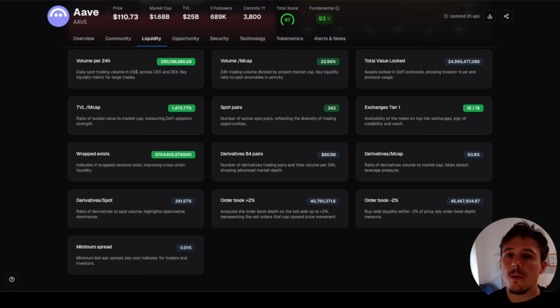More presence, more integration, more ways for users to interact with the token across the ecosystem. It contributes to Aave's overall liquidity profile and is one more piece that explains why its liquidity score is so strong. 99/100, pretty difficult to be better.